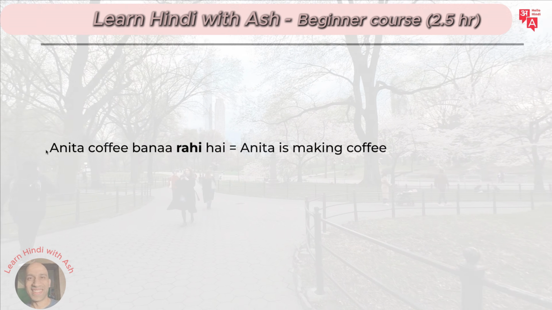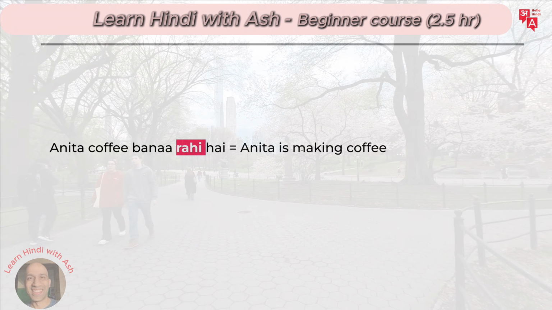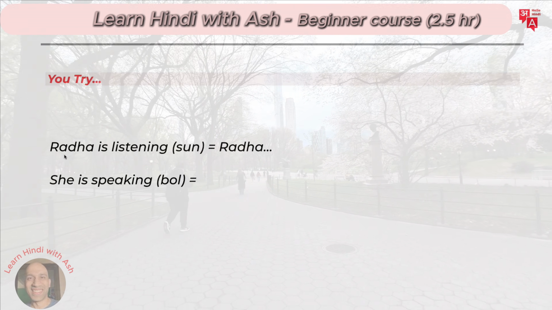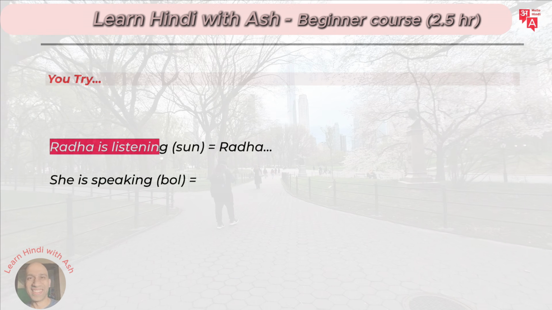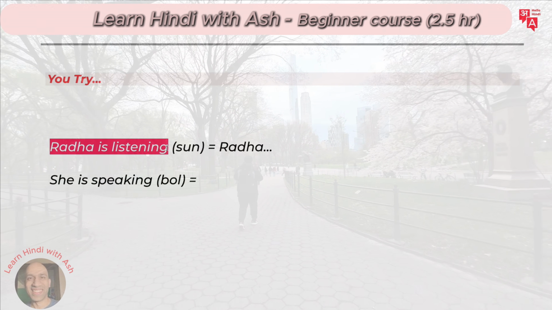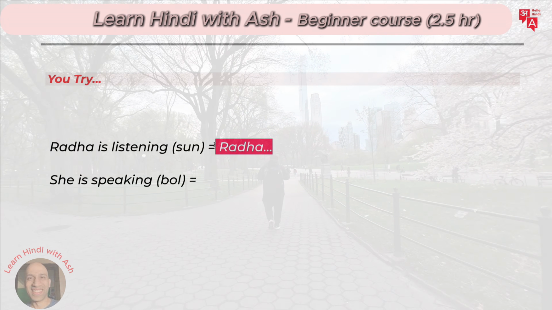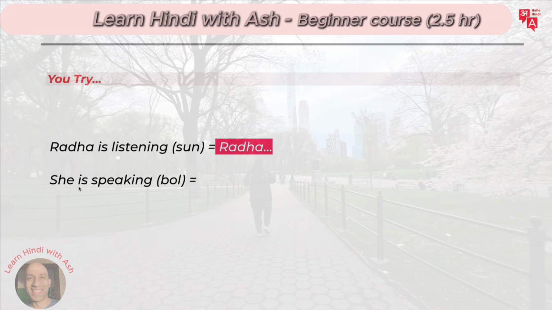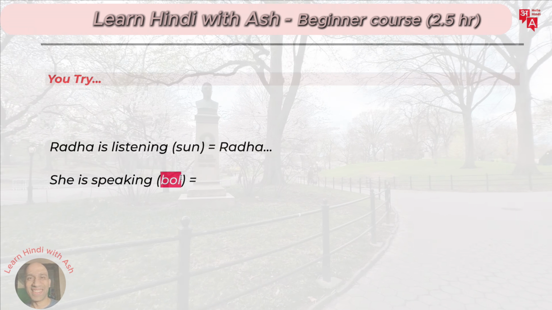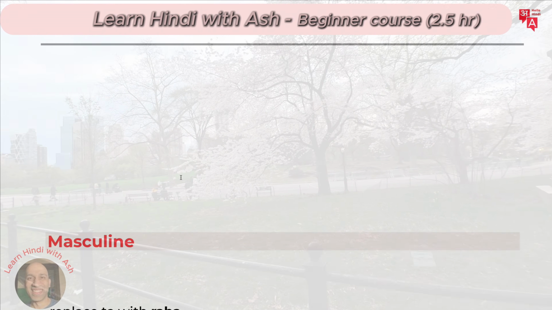One more time. Anita coffee bana rahi hai. So Anita is making the coffee. Okay, now see how you can say this. Radha is listening. How can you say this one? I think you got it. Radha sun. And then what do you say after that? Sun rahi hai. Very nice. She's speaking. Remember the word for speak is bol. Wo. I think you got it. Very nice. Well done. Okay, let's move on to the masculine.